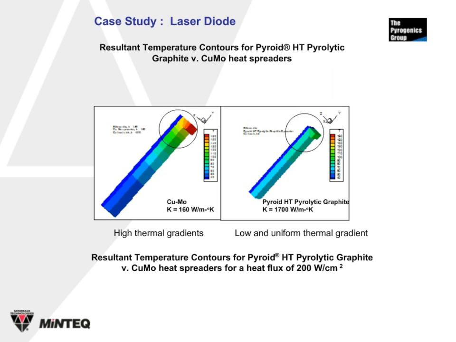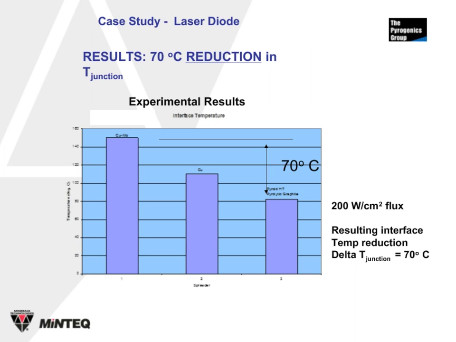One of the ways I like to express its ability is almost like a thermal superhighway for removing heat and delivering it to an attendant heat sink. We take a closer look at the results in the junction temperature. What we see is as much as a 70 degrees C reduction in that junction temperature compared to copper molybdenum, and yet a very substantial decrease in junction temperature if we compare to copper.